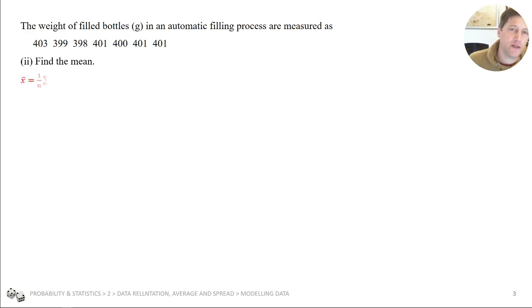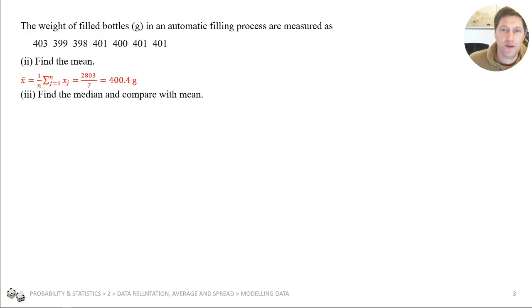Find the mean, you know how to do that. You add them up and divide by the total number of points, 400.4 grams. Find the median, compare to the mean. Okay, so we put the points in order. We've got 7 points, and so there's 1 in the middle. It's an odd number of points. There's 1 in the middle on its own, and that's what we identify as the median, 401 grams. 401 grams is very similar to 400.4 grams.